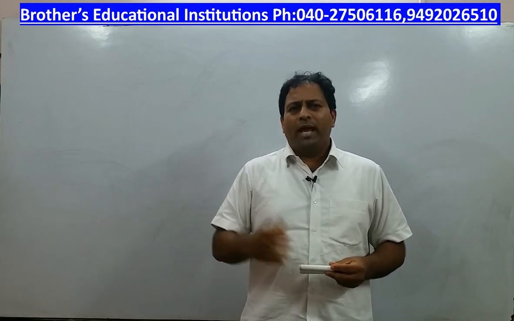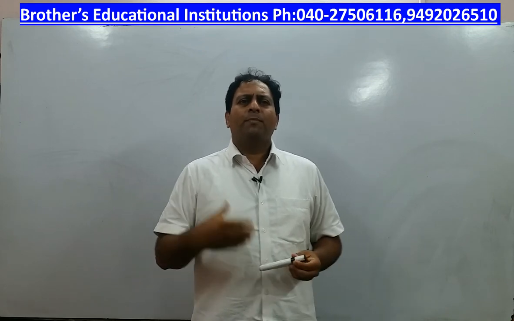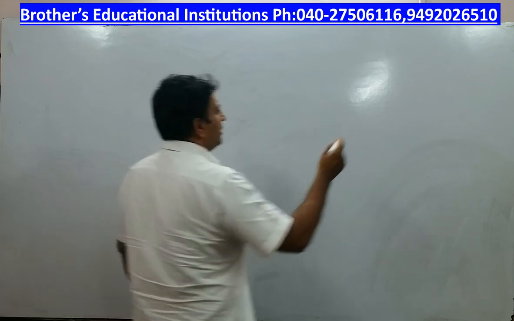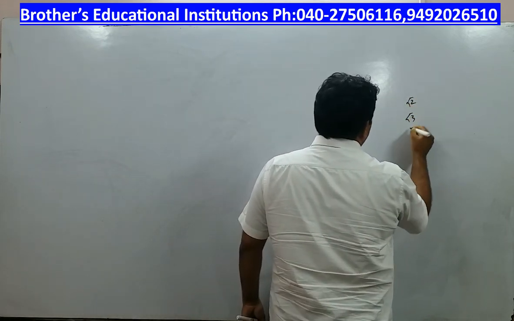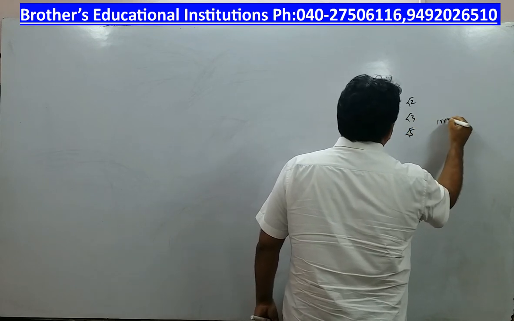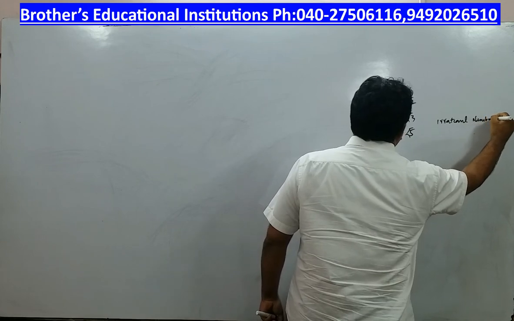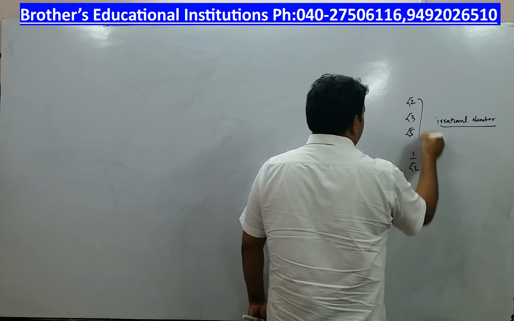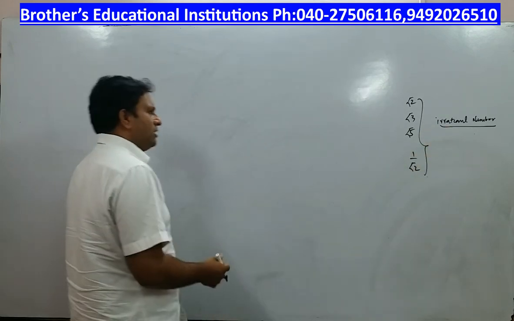Alright, so today again we'll continue with our topic from the last video and try to complete it today. In the last class, you dealt with proving root 2, root 3, root 5 as irrational numbers. Even 1 by root 2, you apply the same methodology. In that way you prove that it is an irrational number.